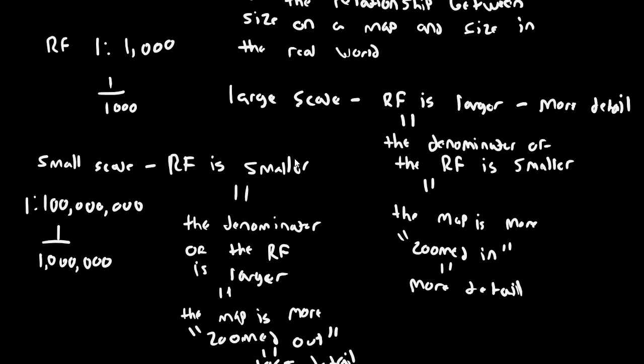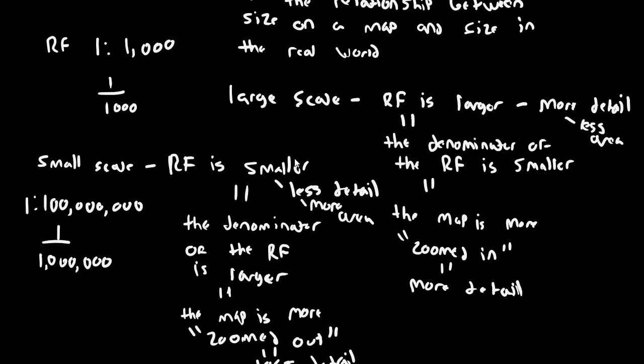So the way I like to think of it, small scale equals the RF is smaller, meaning the denominator is larger, meaning less detail. More area, less detail. Large scale, more detail, less area. And there are obviously trade-offs between the two.